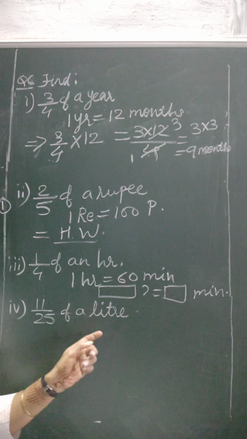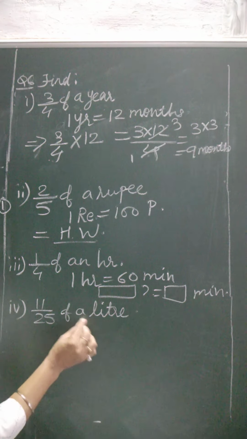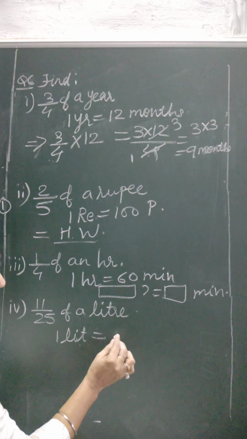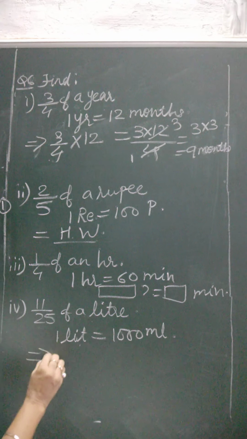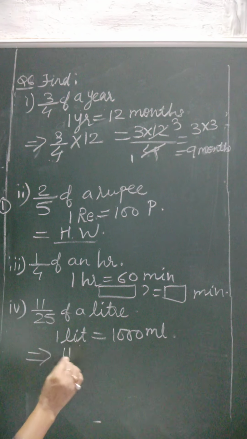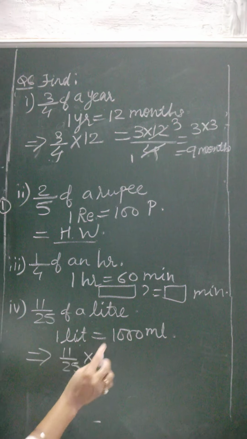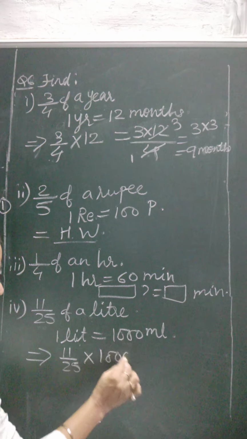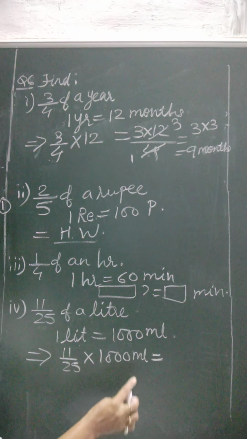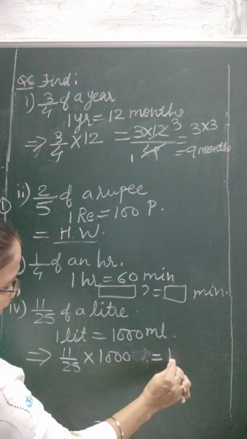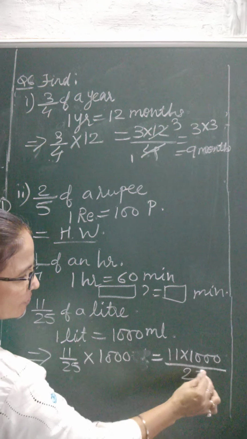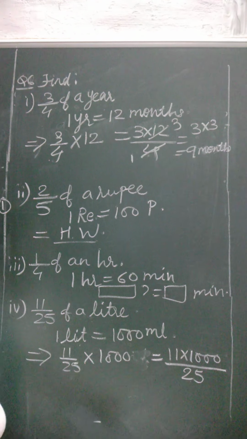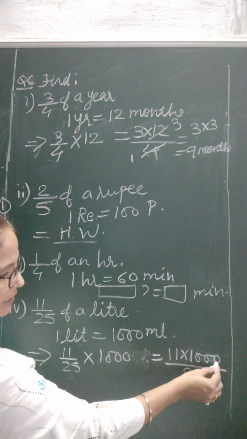Now in the same way, let's see this example. 11 by 25 of a liter. Now children, a liter means 1 liter. We know that 1 liter is equal to 1000 ml. So now this question becomes 11 by 25 into 1000 ml. And now you simplify. 11 into 1000 by 25. Now convert it to lowest form.